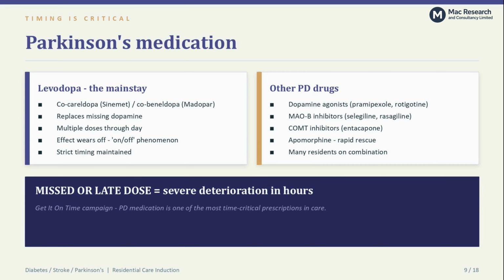Other PD drugs. Dopamine agonists like pramipexole or rotigotine, patch. MAO-B inhibitors like selegiline or rasagiline. COMT inhibitors like entacapone, which extend levodopa's effect. Apomorphine, a rapid rescue injection used in severe off periods.